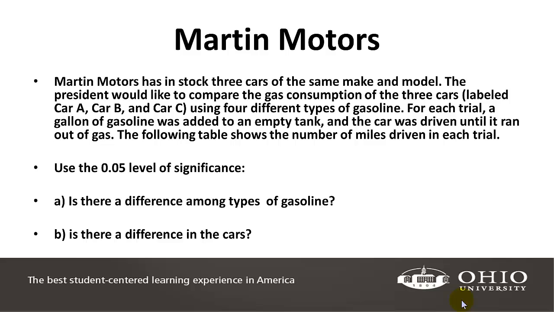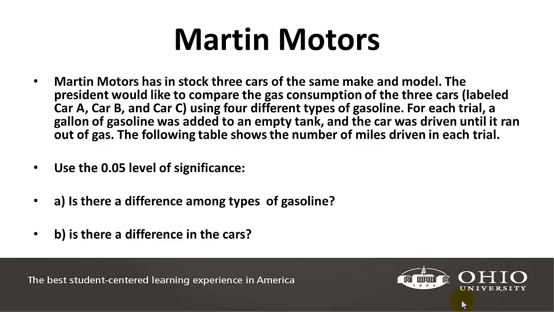We have Martin Motors. Martin Motors has a stock of 3 cars of the same make and model. The president would like to compare the gas consumption of the 3 cars, labeled A, B, and C, using 4 different types of gasoline. For each trial, a gallon of gasoline was added to an empty tank, and the car was driven until it ran out of gas. The following table shows the number of miles driven in each trial. So for this particular type of investigation, we're going to use a 5% significance level.